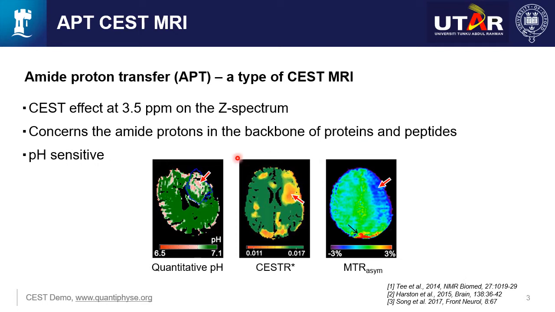So for example, if we apply APT MRI on ischemic stroke patients, we can actually see a decrease in the APT effect within the ischemic lesions. And this is basically due to a drop in the intracellular pH due to ischemia.